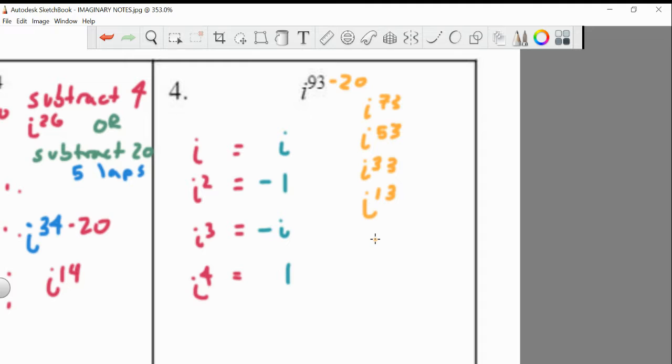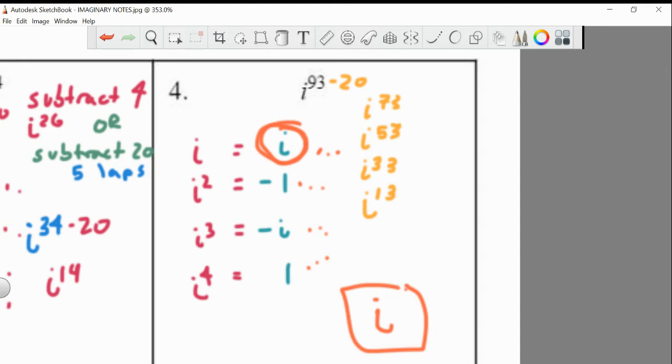And now I'd think, you know what? I'm not too lazy to count to 13. I'll do it. It's a little annoying, but it's not too bad. 1, 2, 3, 4, 5, 6, 7, 8, 9, 10, 11, 12, 13. And so this is our answer. i to the power of 93 is exactly the same as i. And so my answer would be i.